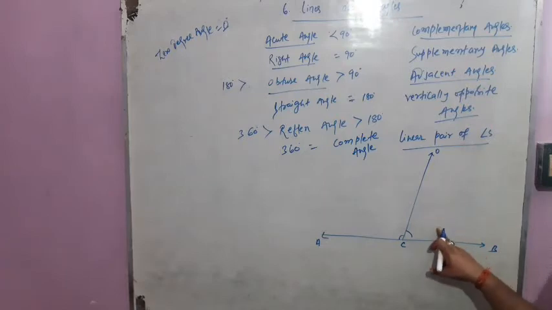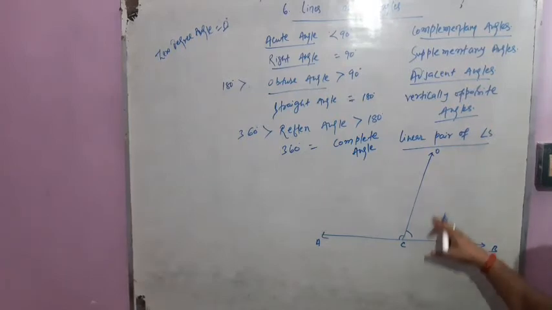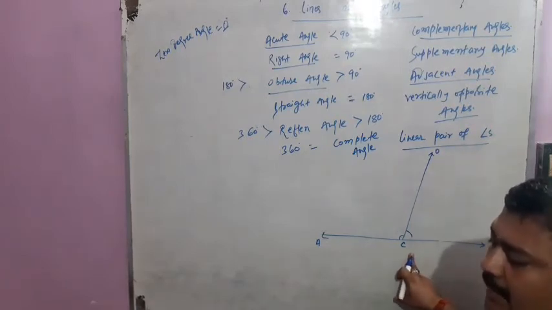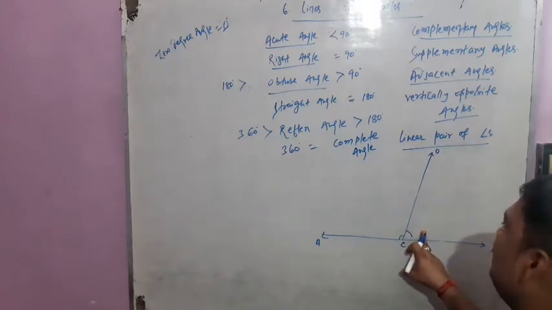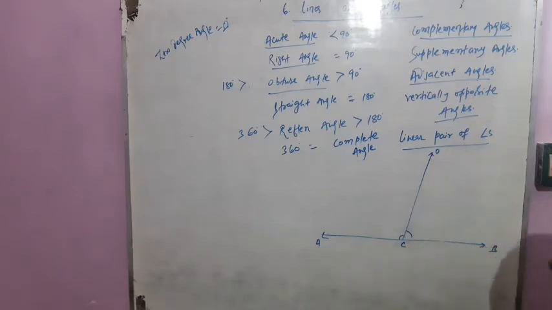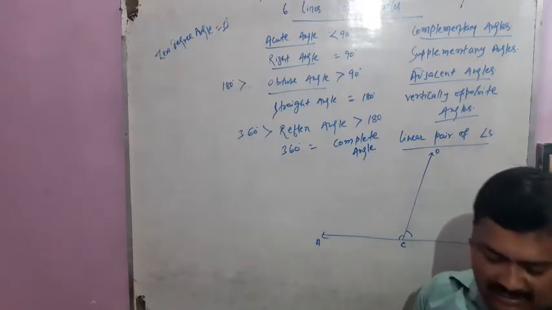So here it is given in axiom 6.1, if a ray stands on a line, then the sum of two adjacent angles is 180 degrees. Means this is a true statement. When a ray stands on a line, then the sum of adjacent angles is always 180 degrees. And the second axiom is given here.